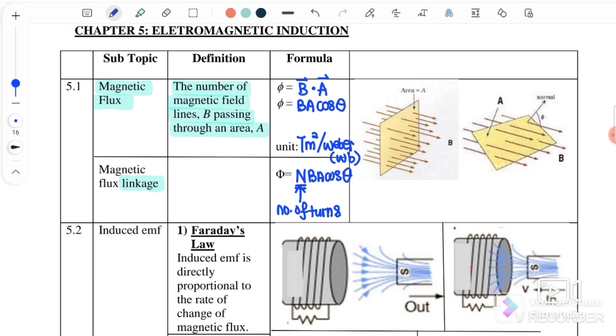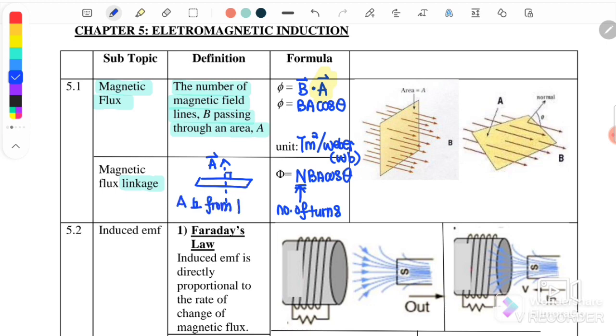Before we use these equations, please bear in mind the direction of vector A. Remember, vector A always comes out perpendicular from the plane. So this is how we determine the direction of vector A. Vector A must be perpendicular, or 90 degrees, to the plane. So for example, here we have vector B, and vector A must come out perpendicular from the plane. Let's say this is our plane and this is our vector A.